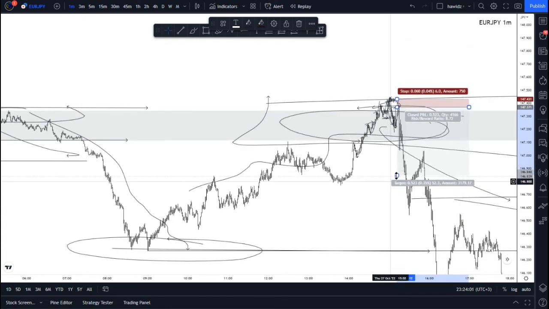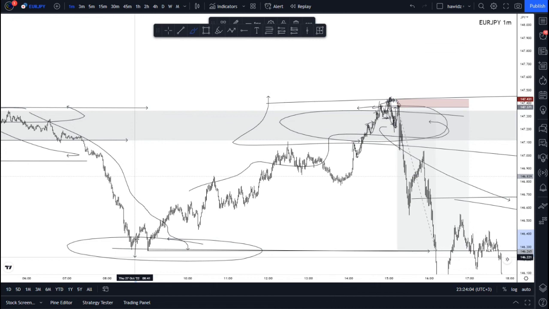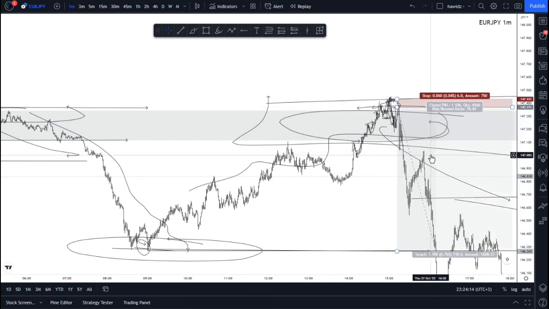So this low right here, as we talked about, was the overall next liquidity run from the higher time frames. Lo and behold, this was the trade, a beautiful 1 to 18 trade, as easy as it comes. So this is the beauty of technical analysis.